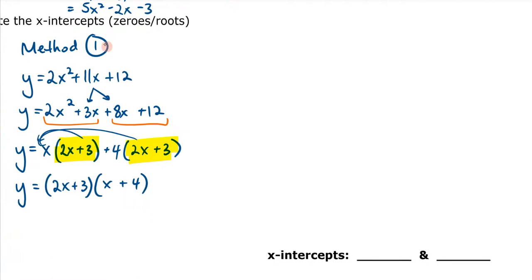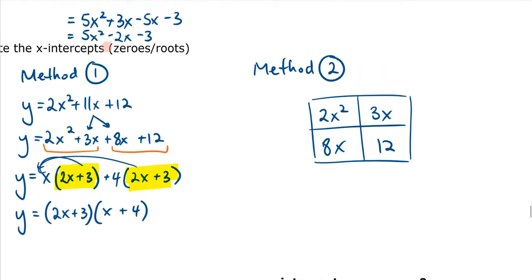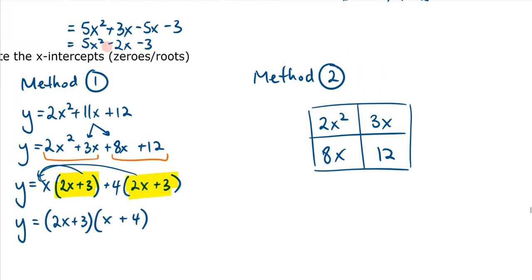Method number 2 is kind of like a reverse box method. So the reverse box method goes like this. So you write out your 2x squared. You write out your 12 at the bottom, right? Just like you did when you're expanding. And we found the two terms are 3 and 8, right? So that's going to be your 3x, and that's going to be your 8x. And then you look for, okay, so what are the things that I put on the top and on the side? What do I put here and what do I put here?